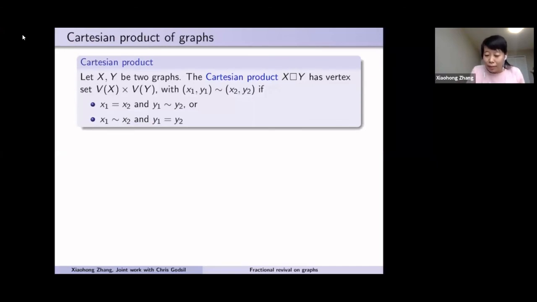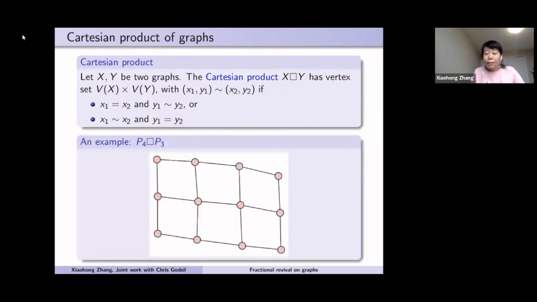So we have two graphs, X and Y. Their Cartesian product has a vertex set being the product of the two vertex sets, with the edge set given by this. Basically, the condition is saying, assume X has m vertices, Y has n vertices. We just take n copies of the graph X, so each vertex in X has n images. For those images, we just connect them through edges of Y. That's the Cartesian product of P4 and P3.